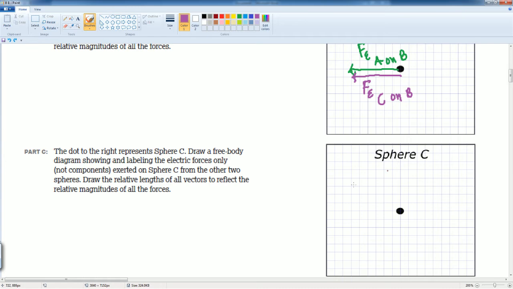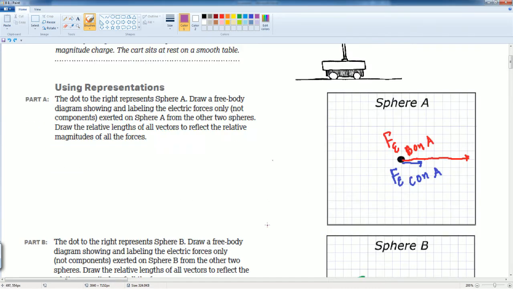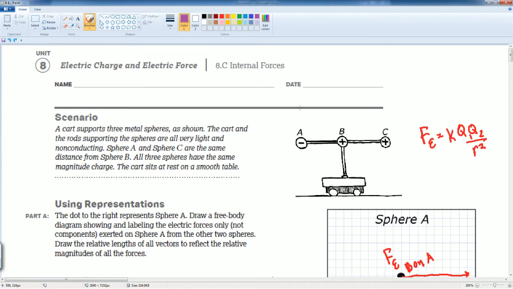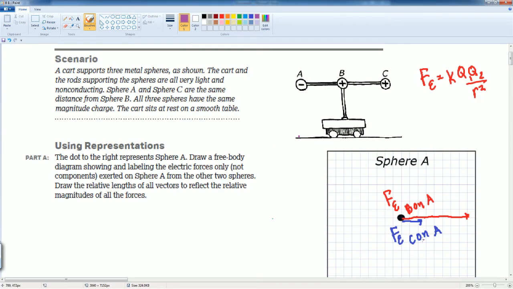Sphere C, let's take a look at what attracts or repels in C. Well, first of all, we see that C is on A, so this was blue, right? This is C on A.